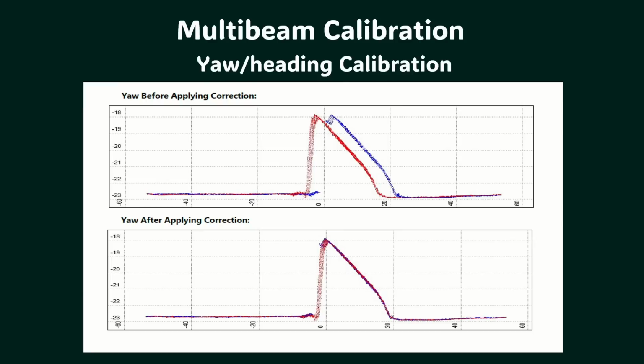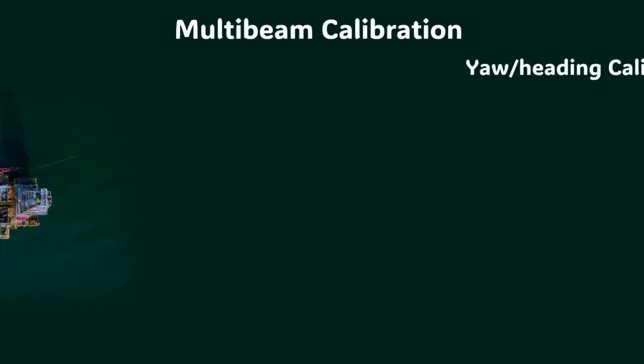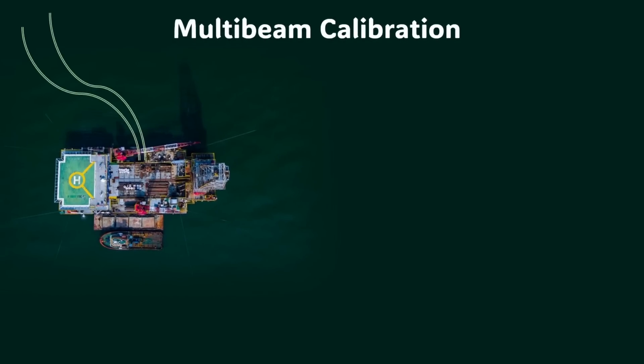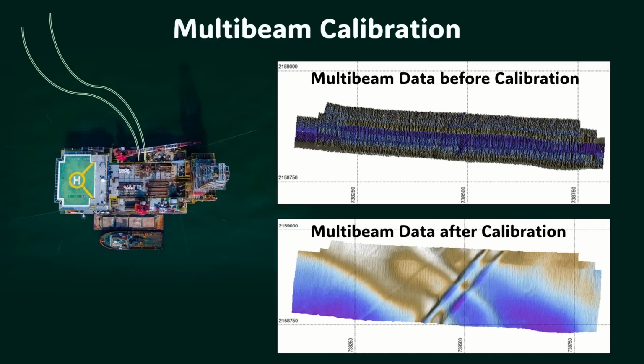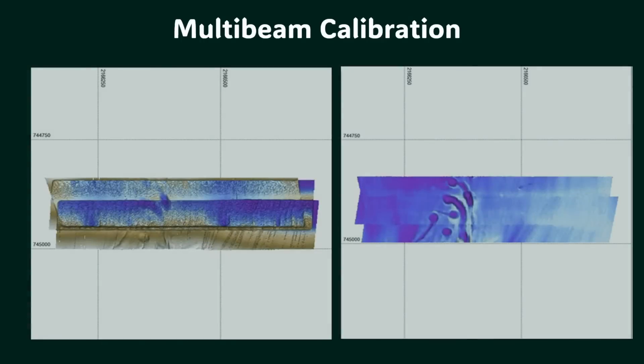So once you have applied all the calibration values, you can see the differences in your multibeam data. I have a couple of examples for you here. Lastly, don't forget to apply the tide in the multibeam calibration data.